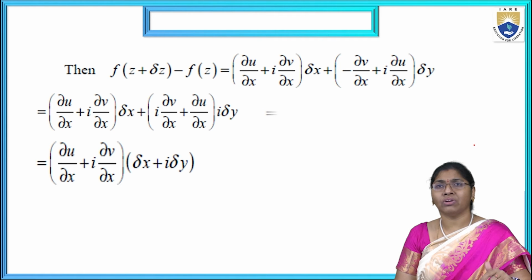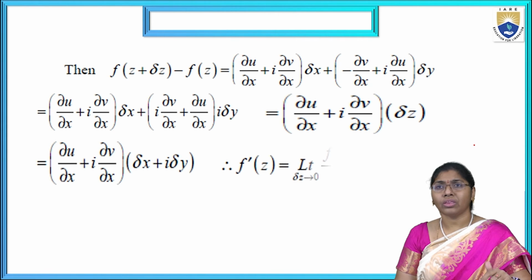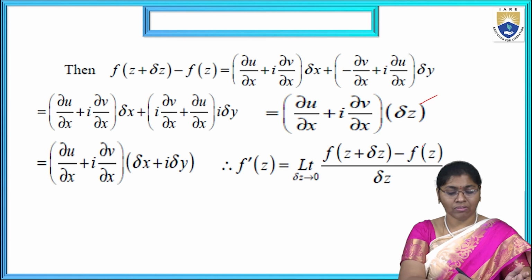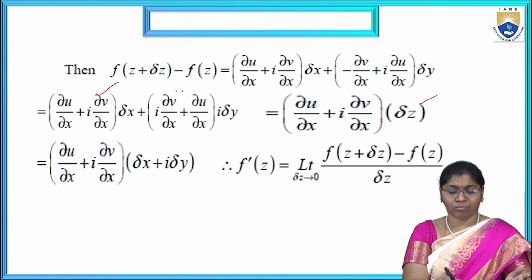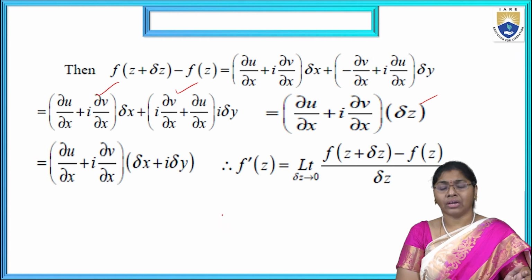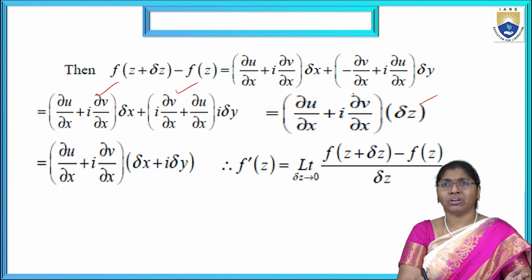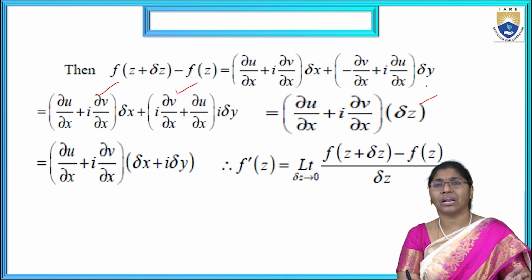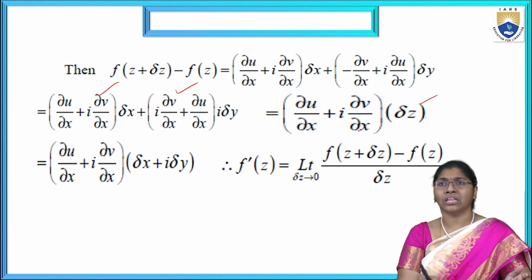Then equating each and every term, f dash of z equals, here it is the derivative part of the left hand side. This is the real part of the derivative and this is the imaginary part of the right hand side. Now the total can be written as x plus iy equal to z. Similarly, delta x plus i delta y is nothing but delta z. Then we get what is nothing but f dash of z. Now the limit as delta z tends to 0 of f of z plus delta z minus f of z by delta z. This is the final one.